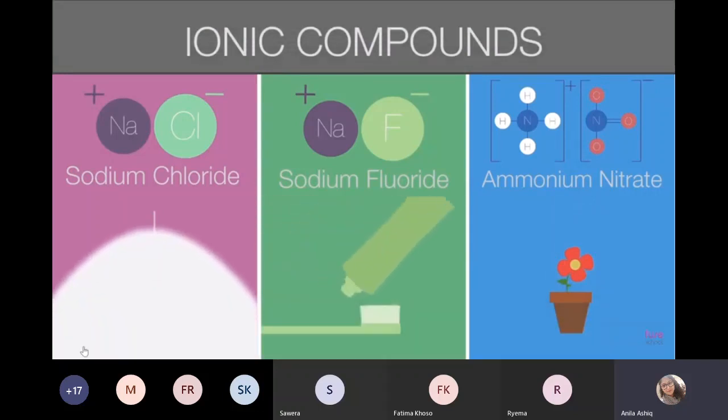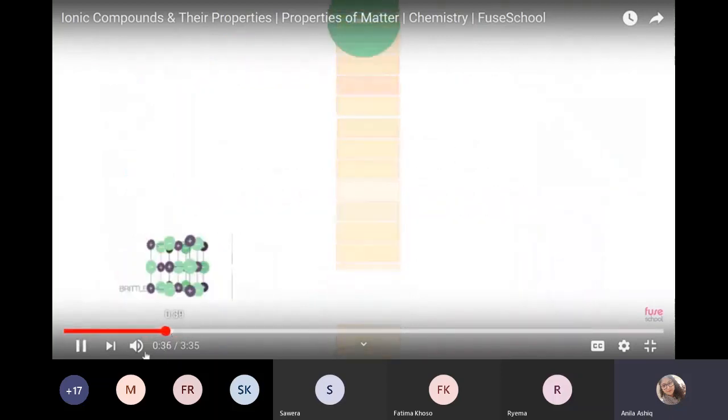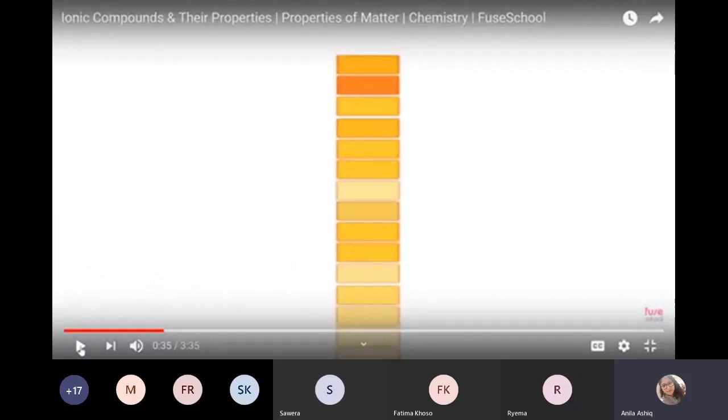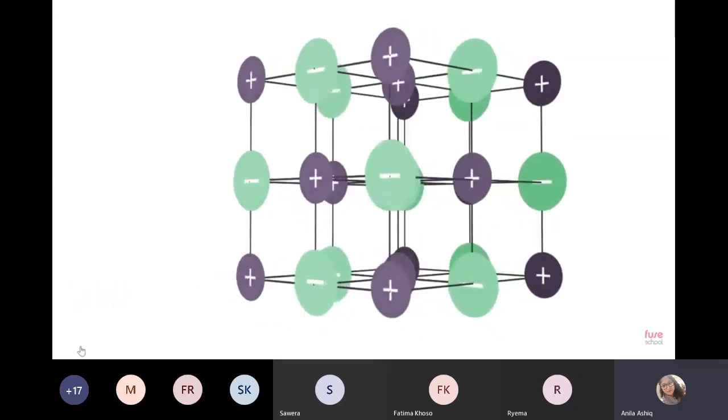Ionic compounds are very different in their applications, but they share a few key properties. In this lesson, we will see that they have very high melting points and are brittle. The first property of ionic compounds is that they have a very high melting point, and they are brittle because of their 3D giant ionic lattice.